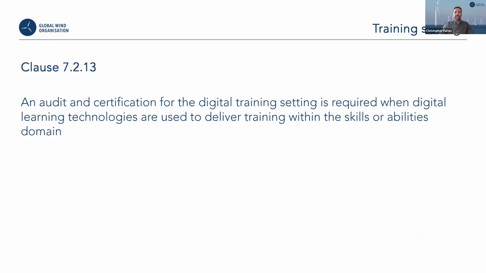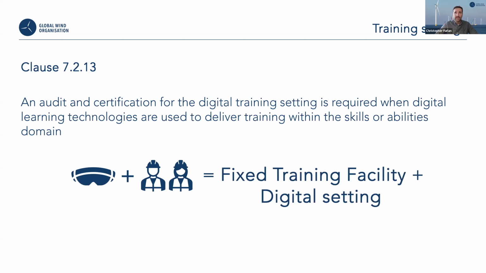What it also means is that if you're going to be using digital technologies to deliver training within the skills or abilities domain, you do need to have a separate certification and audit. So for example, if we take the same training center as we just had in the previous example, and instead of doing an e-learning, they've decided to do virtual reality plus some practical training in the fixed training center. This would require two separate audits and two separate certificates, one for the virtual reality stuff and one for the digital setting.